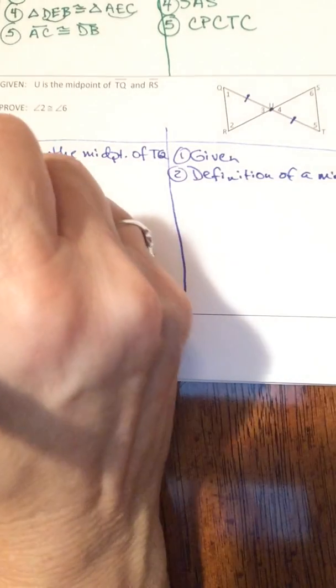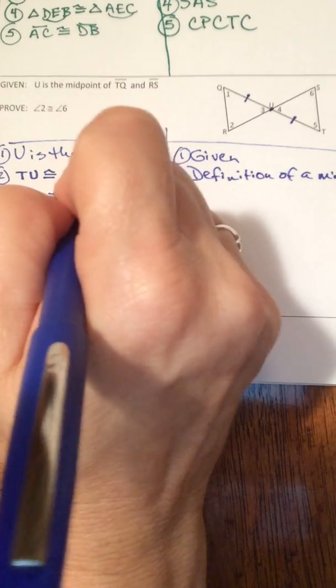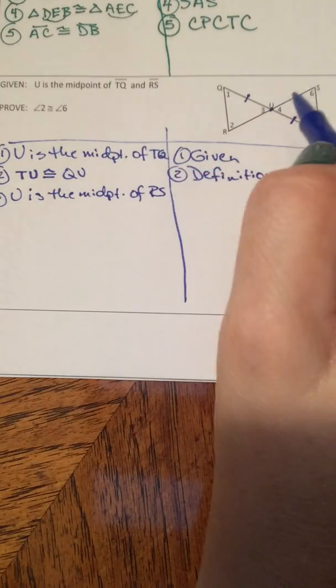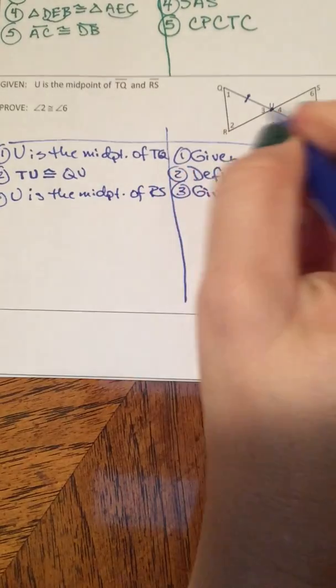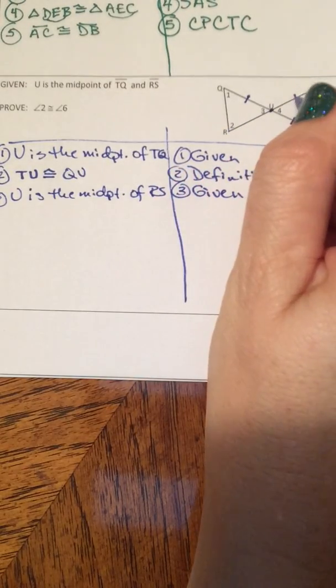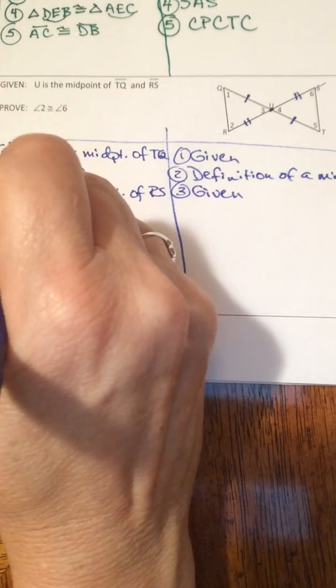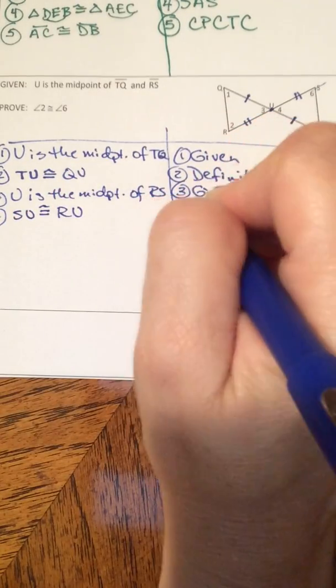I go back to my given, and I was also given that U is the midpoint of RS. So what that means, let me write given here. If U is the midpoint of this segment, that means SU is the same as RU. So that will be my statement 4. So SU is congruent to RU. And that is again the definition of a midpoint.